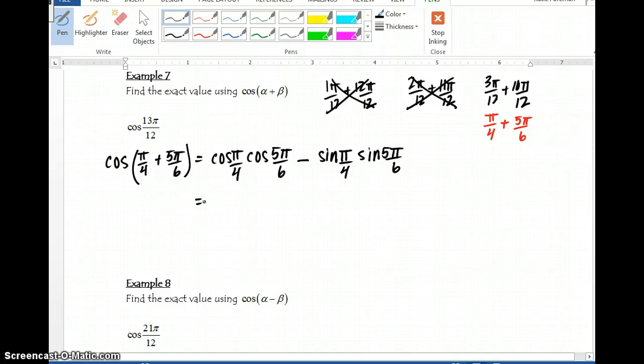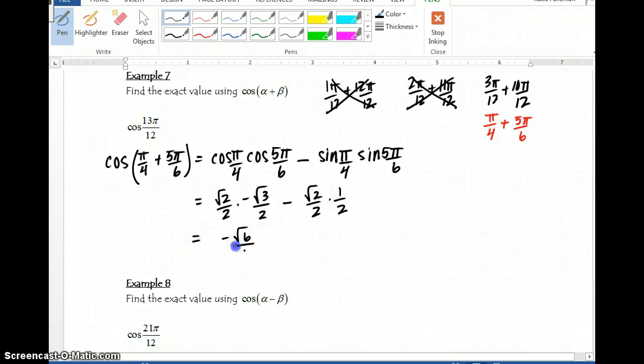5 pi over 6 is the second quadrant angle, so the cosine value is going to be negative, the sine value will be positive. Cosine of pi over 4 is square root of 2 over 2. Cosine of 5 pi over 6 would be negative root 3 over 2, minus sine of pi over 4, square root of 2 over 2, and sine of 5 pi over 6 is positive half.